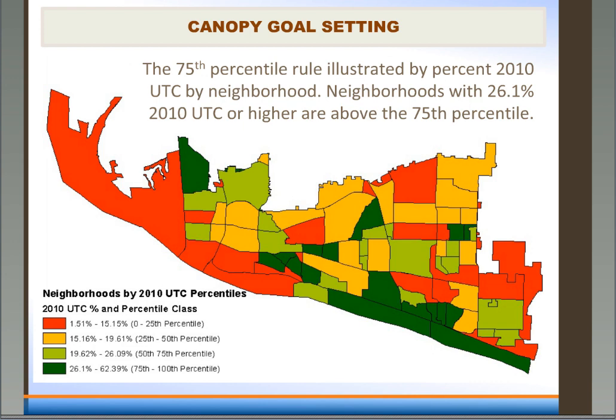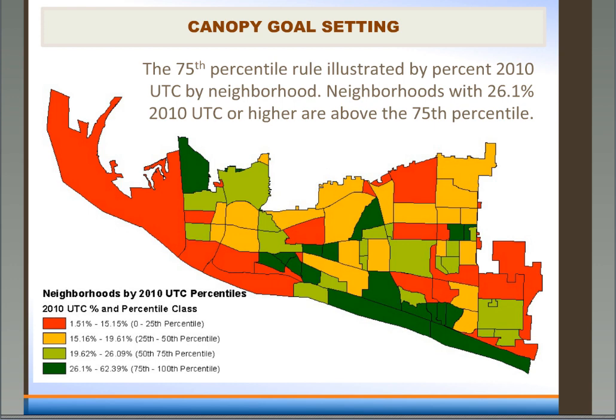The next goal-setting technique that I want to talk about briefly is what we call the 75th percentile rule. We saw this in a report from about 12 years ago at Portland State University. Very quickly, without getting too deep into it, what this does is it looks at the existing tree cover percentage at any scale. This could be, in this case, by neighborhood boundaries. Maybe you would do this by parcels. So you assess canopy cover, overlay your property boundaries, then look at just your residential properties.